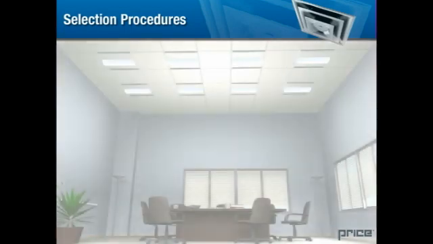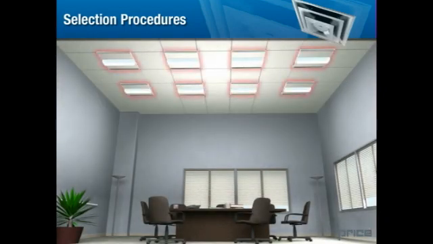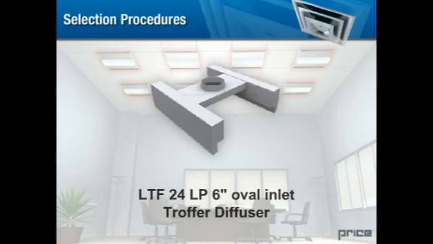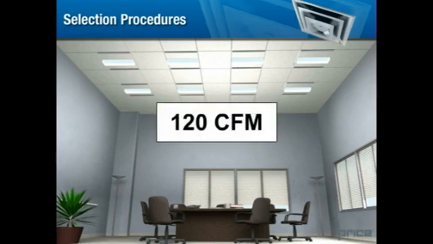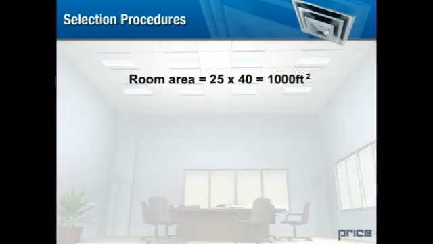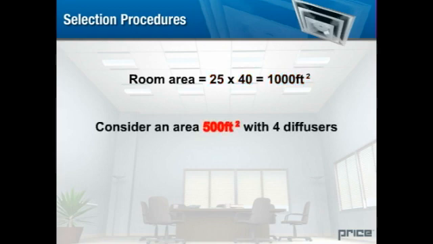Here's a case study. A 25 by 40 foot conference room is supplied with 8 LTF 24 LP 6-inch oval inlet troffer diffusers. Each diffuser handles 120 CFM, and all 8 are evenly distributed within the room. Let's determine if this selection meets the recommended noise criteria. The total area of the 25 by 40 foot room is 1,000 square feet. Due to the dissipation of sound, a 500 square foot area will be representative of the overall noise level, so we can consider an area of 500 square feet containing 4 of the 8 troffer diffusers.